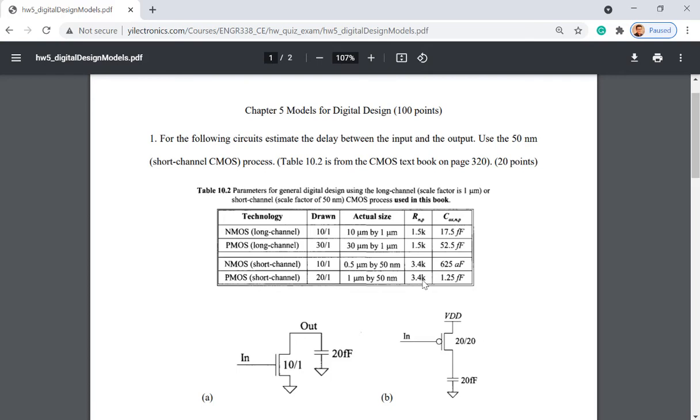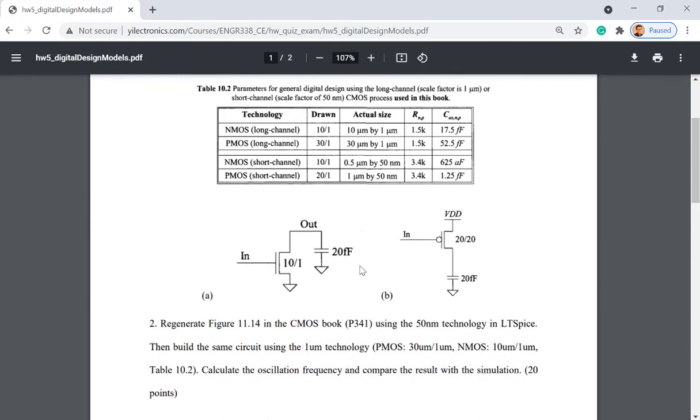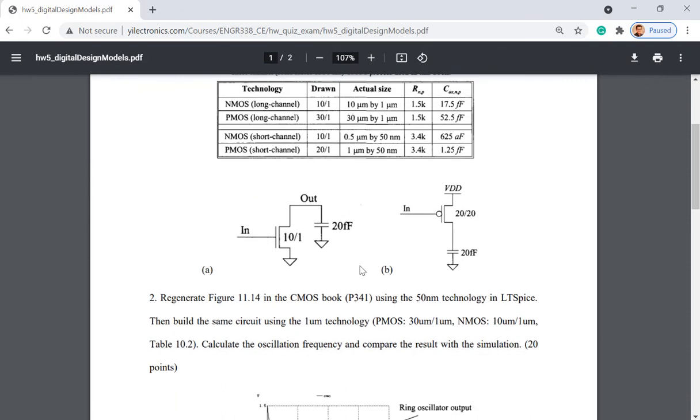So RP will be 3.4K times 20, and CP, COXP, will be 1.25 femto times 20 as well. Okay, that's for number 1B.